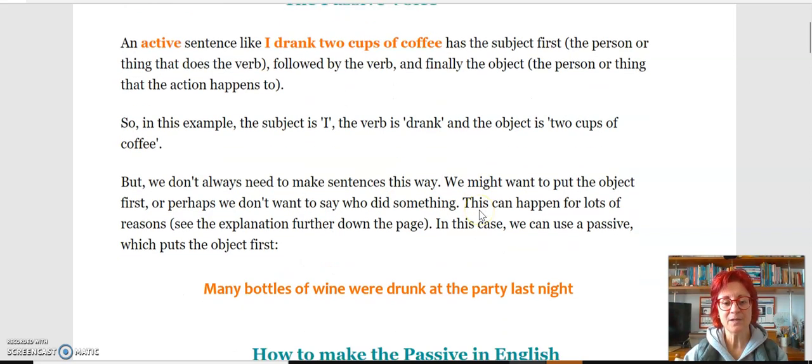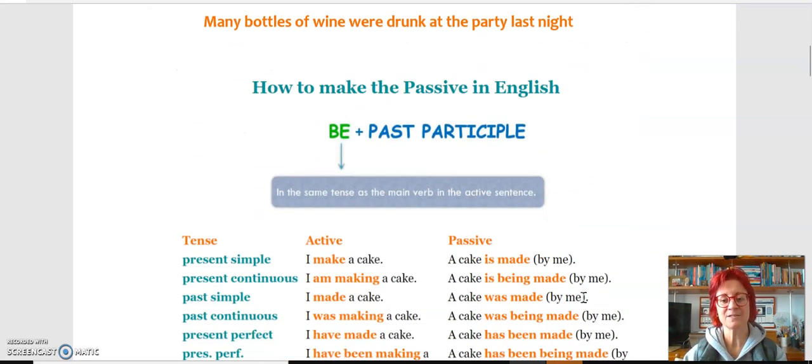For example, look at this sentence. Many bottles of wine were drunk at the party last night. If you don't want to be indiscreet, then you don't mention who drank so many bottles of wine. So you change it into the passive to emphasize the fact, the action, and not mention the person who did the action, right?